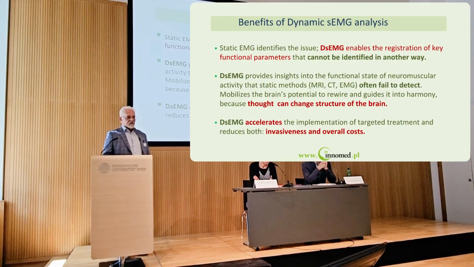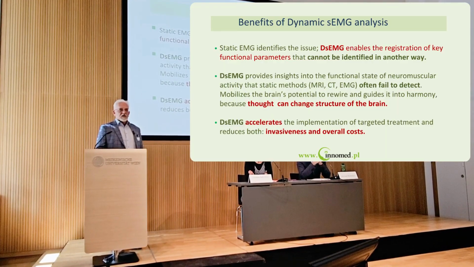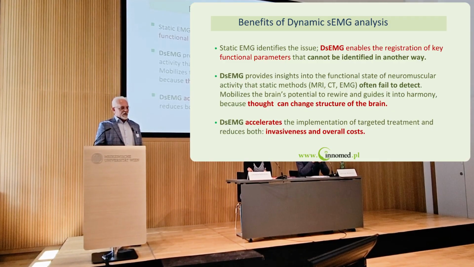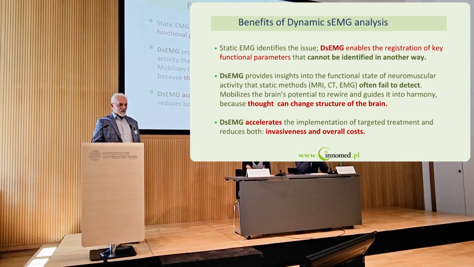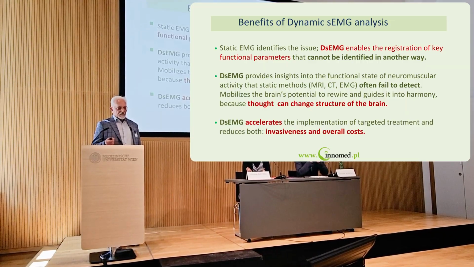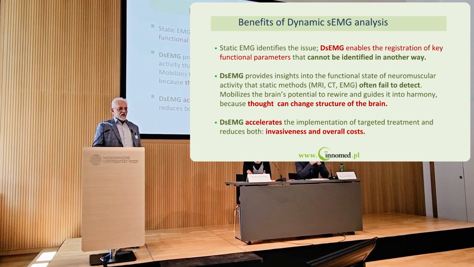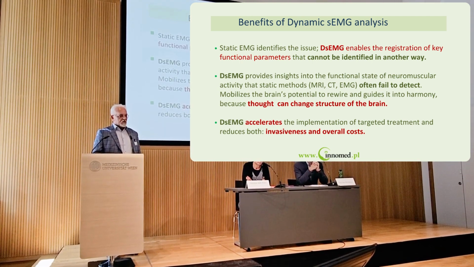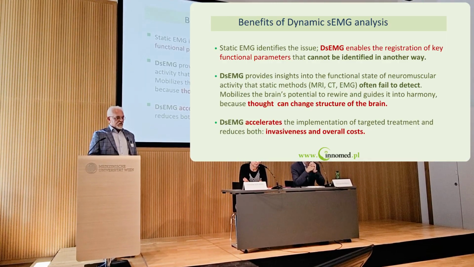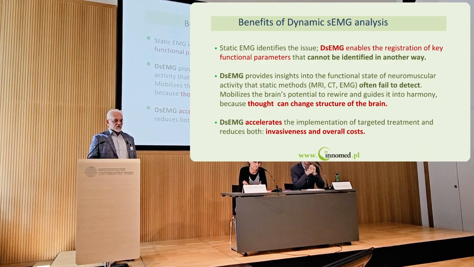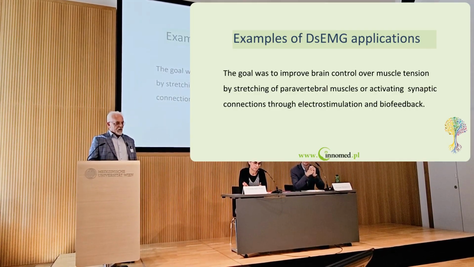Static EMG identifies the issue. Dynamic sEMG enables the registration of key functional parameters that cannot be identified in another way. Dynamic sEMG provides insight into the functional state of neuromuscular activity that static methods, such as MRI, CT, or EMG, often fail to detect, mobilizes the brain potential through wire, and guides it into harmony, because thoughts can change the structure of the brain. Dynamic sEMG accelerates the implementation of targeted treatment and reduces both investments and overall cost.